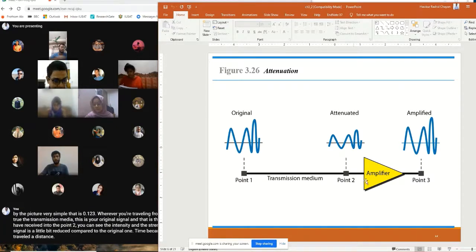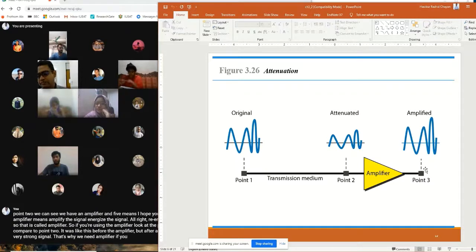At point 2, we can see that we have an amplifier. Amplifier means it amplifies the signal, energizes the signal, re-energizes it. If you're using the amplifier, look at point 3 and compare to point 2. It was like this before the amplifier, but after amplifying, it is a very strong signal. That's why we need an amplifier.